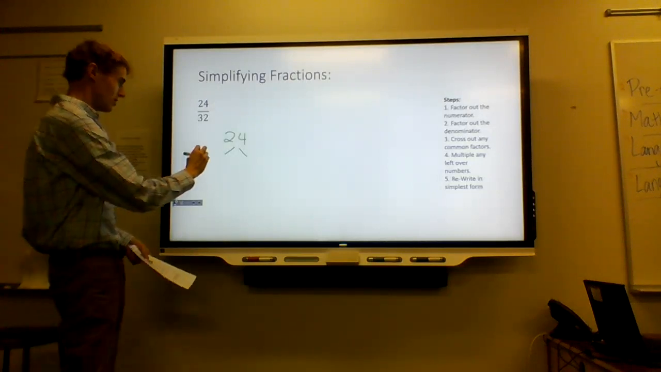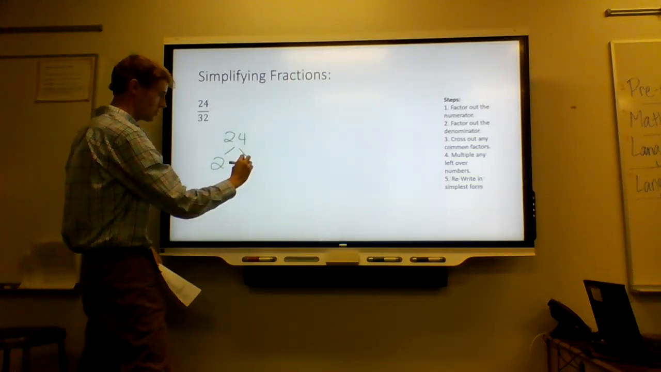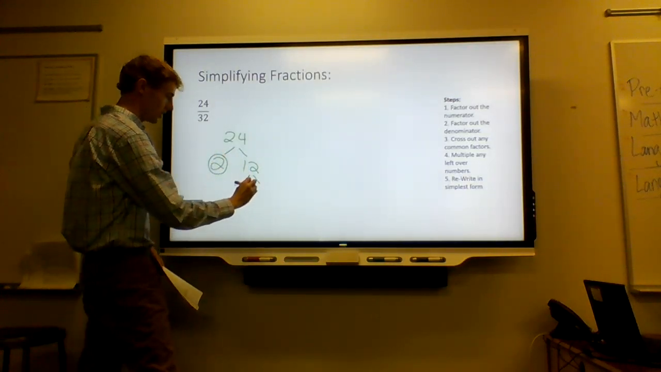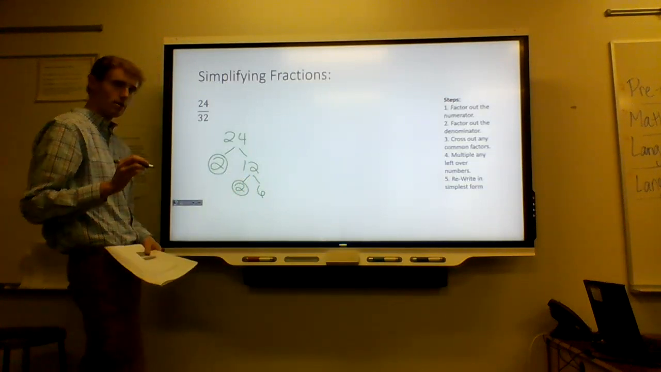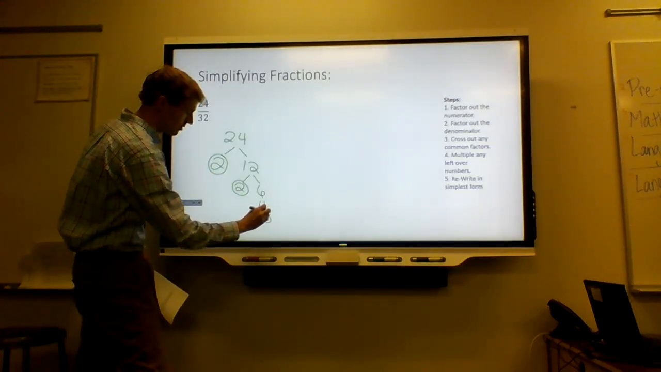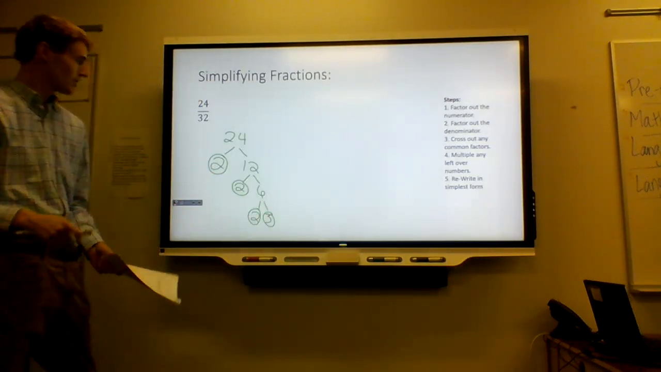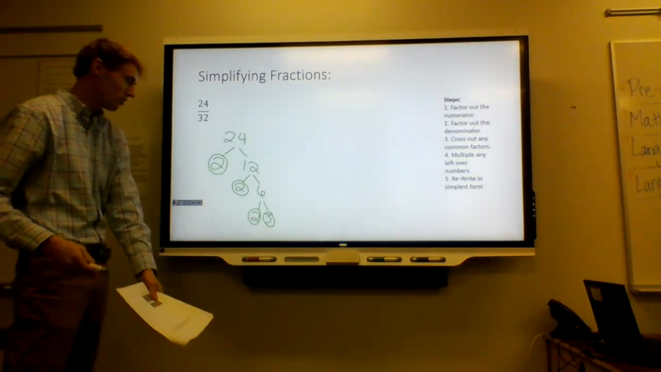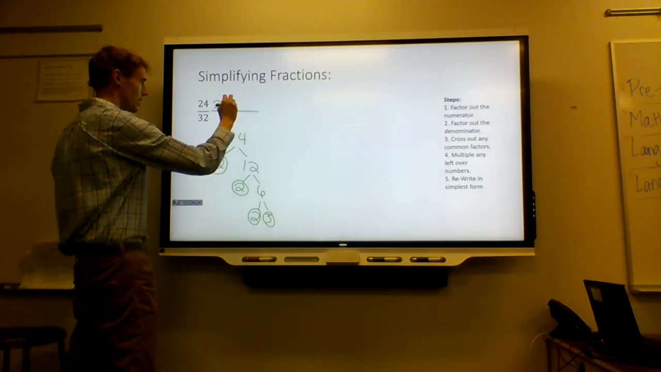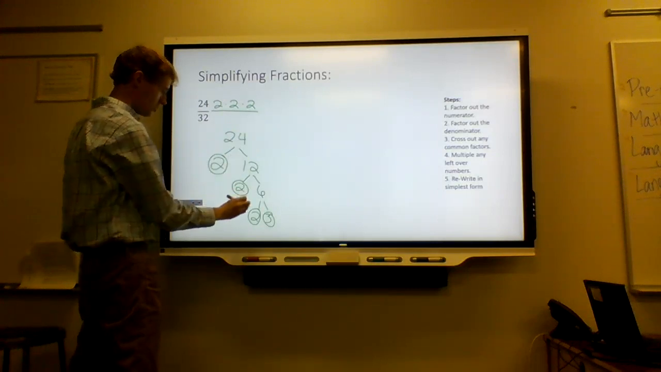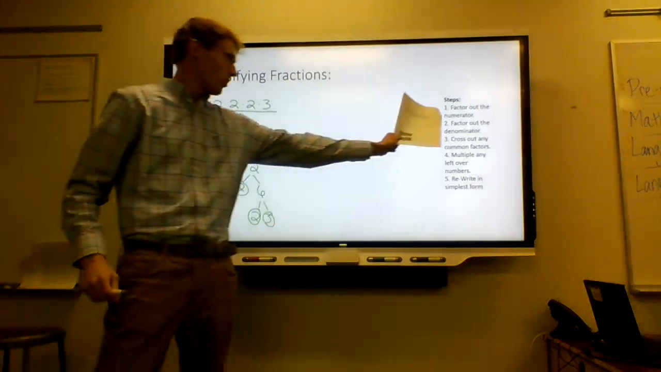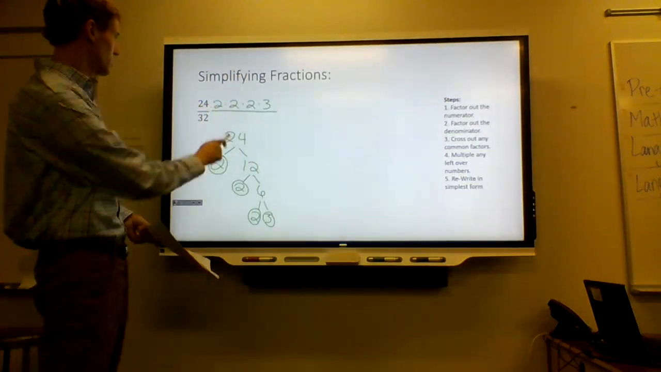Now 24 can be factored out into 2 times 12. 2 is prime. We can factor 12 out into 2 and 6. Can we factor 6 out? Yes, we can, into 2 times 3. We can't factor out 2 or 3 anymore. So we know that 24 can be written as 2 times 2 times 2 times 3. There, we did step 1, which was factor out the numerator. Now we need to factor out our denominator.